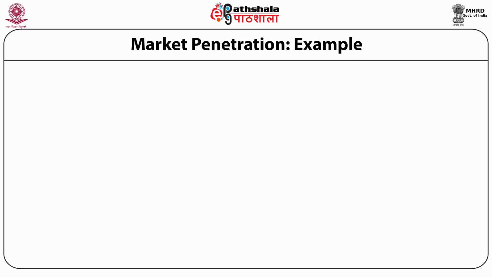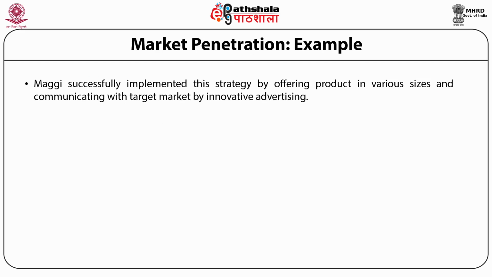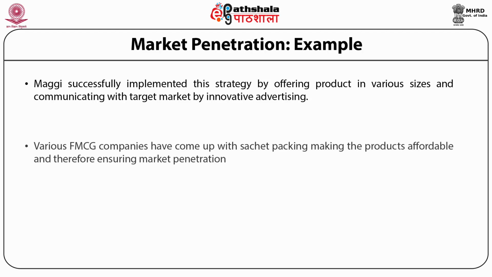Let us look into certain examples to illustrate the market penetration strategy. Maggie successfully implemented this strategy by offering product in various sizes and communicating it with the target market by innovative advertising. We all know that the standard packaging of Maggie is available at 10 rupees, 12 rupees, but it also came up with a smaller pack size which was available at 5 rupees that made it much more affordable. As I discussed earlier, various FMCG companies have come up with sachet packing, right? And that makes the product more affordable and therefore ensures market penetration.